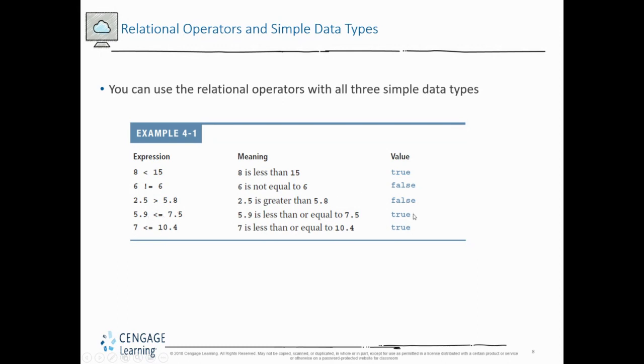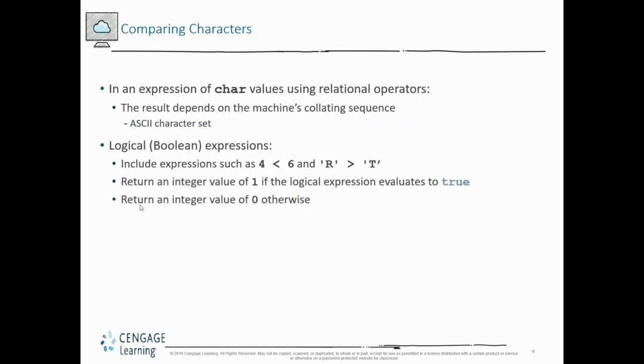5.9 less than equals 7.5. Of course it is. It's true. 7 less than equal to 10.4. It's true. Now don't think this stuff will be on any upcoming test. This is very, very easy. This is just a simple introduction to relational operators. It will get much more complex even in this chapter. Okay, in this chapter.